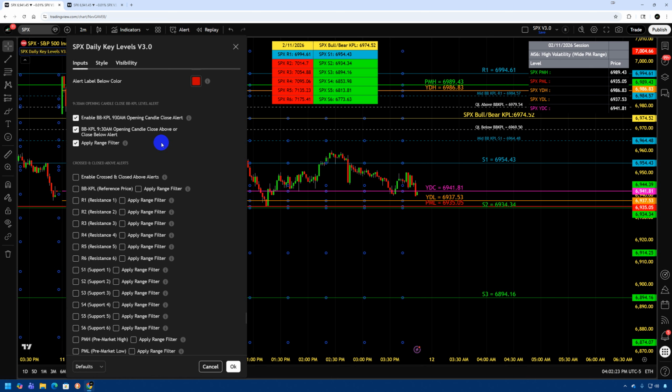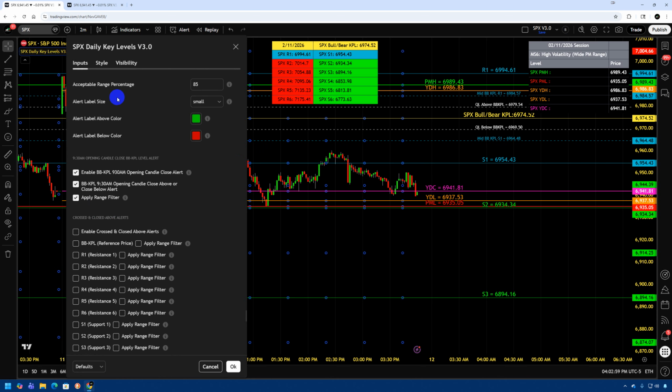And it also interfered with some of the other functions that we have in this code because of that native TradingView coding limitation. So just so you know, when you're using these alerts, they're only going to be for the current trading session. So don't expect to see alerts from past sessions if you happen to look back in the past. You also see that we have apply range filter. So we have an acceptable range percentage.